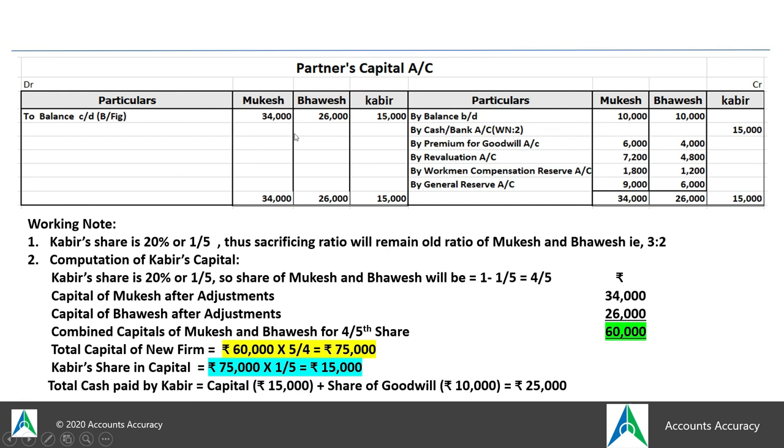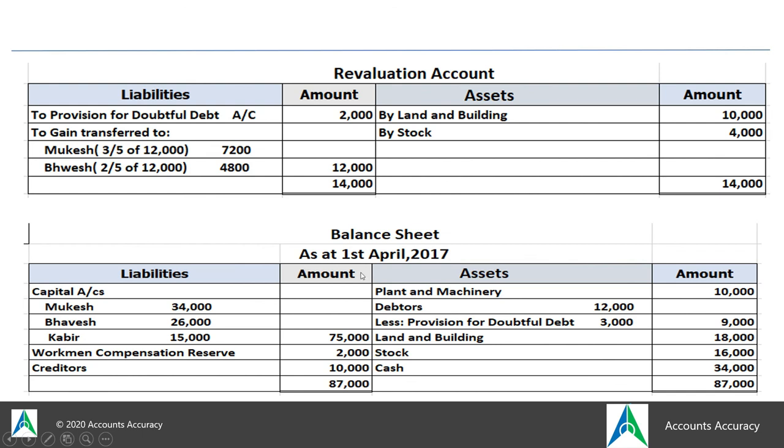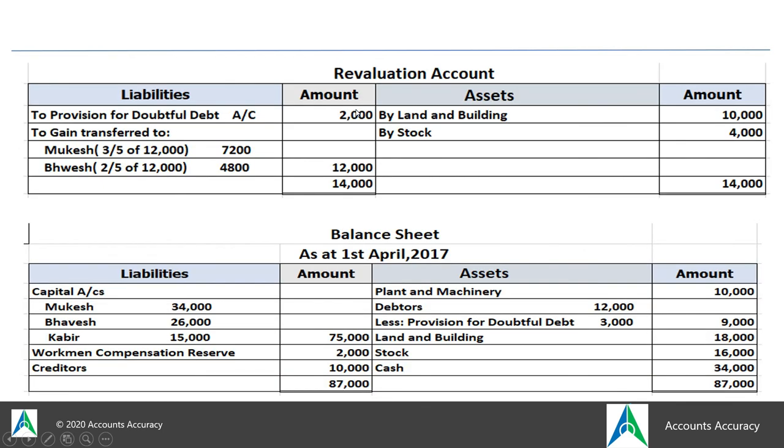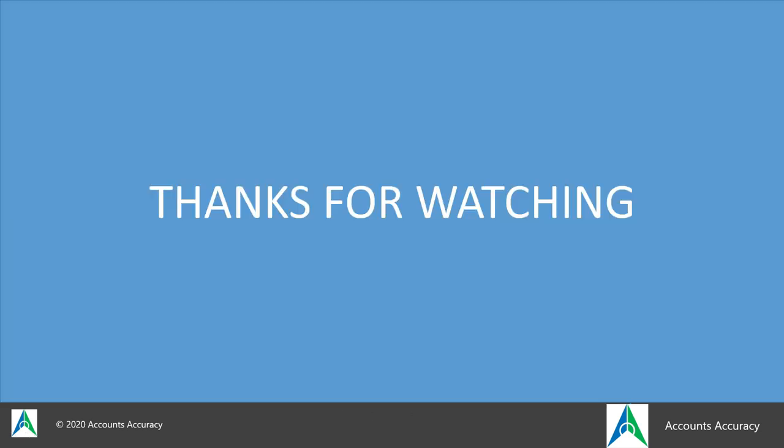Now the capitals of Mukesh, Bhavesh and Kabir need to be maintained for the new firm. And after that, the balance sheet will be prepared as we did in the previous sum. Only the capital values of the three partners will be different here because we calculated the adjusted capital of the new partner keeping the old partners' capital as base. So only this value of capital will be different. Rest of the amounts will be reflected as they are and our balance sheet will match. I hope you have understood both the cases of adjustment of capital.